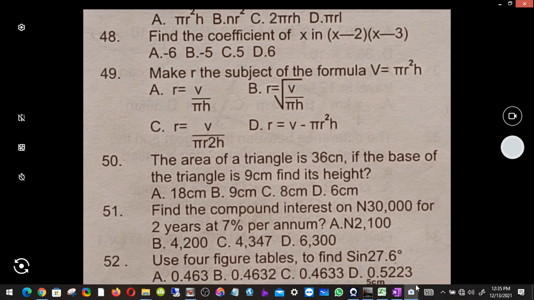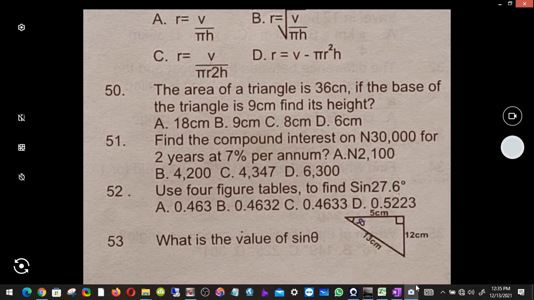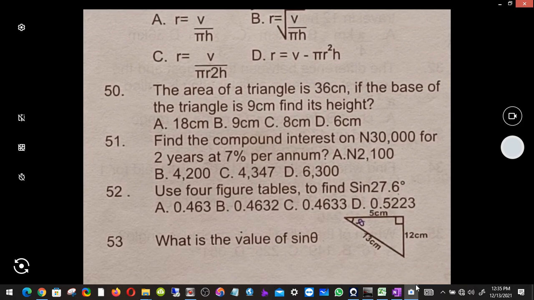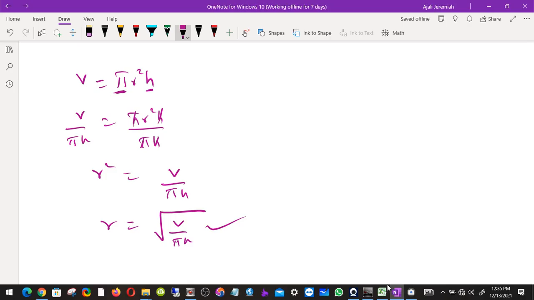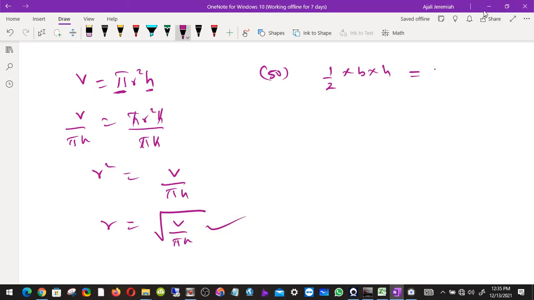Number 15. The area of a triangle is 36 centimeters square. If the base of the triangle is 9 centimeters, find its height. How do you calculate the area of a triangle? Area of a triangle is half base times height. Now we're given the area to be 36 centimeters square, and we're given the base to be 9. Is the height what we're looking for, right? Yes.